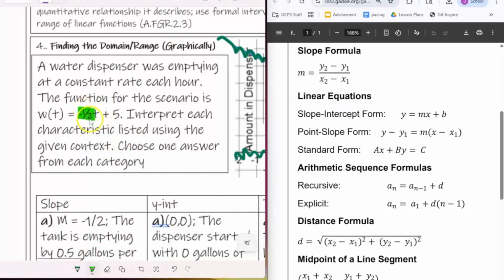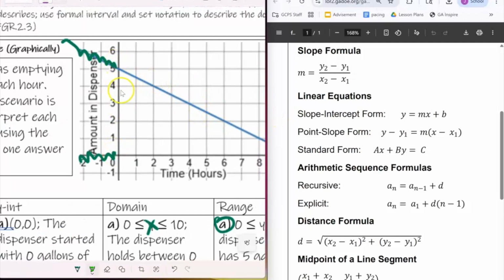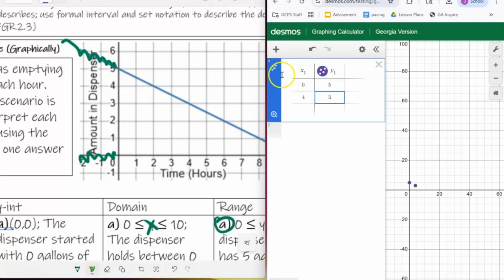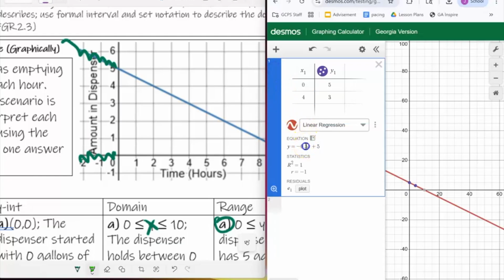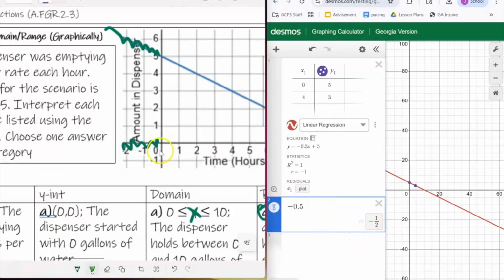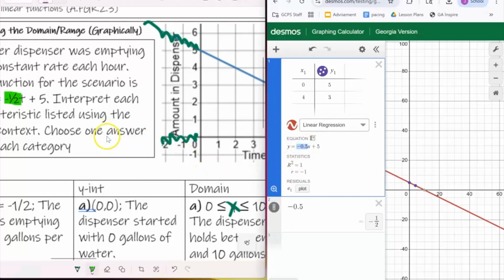But if you did not know that, you could always plug in a couple of points. You can put (0, 5) and (4, 3) into the graphing calculator, making a table. That's going to give you this equation, and you can see that your slope is 0.5, which you make a fraction, negative 1/2. Just in case you didn't know how to, I guess you still have to identify it from there.